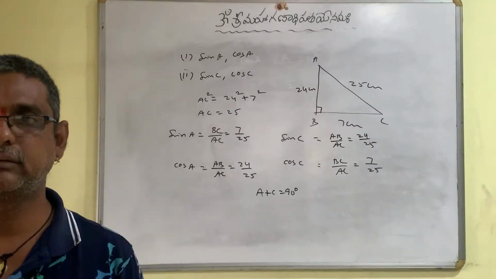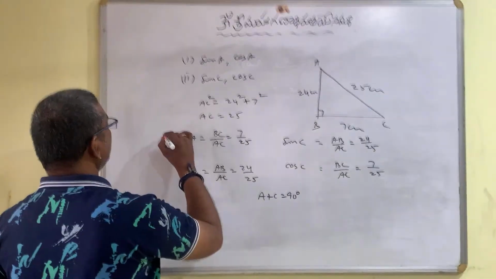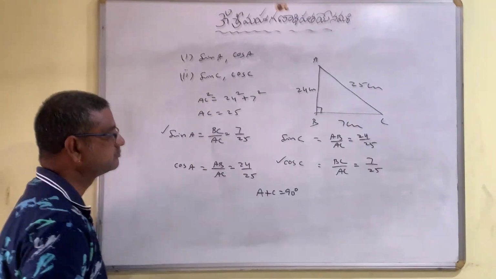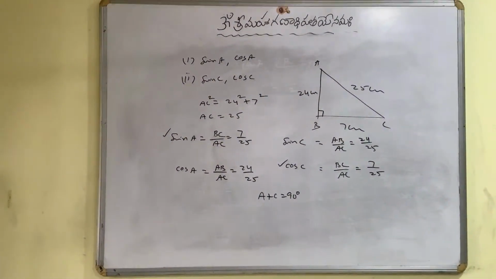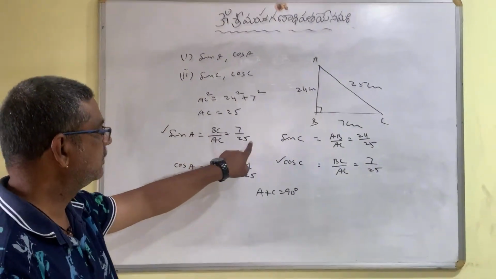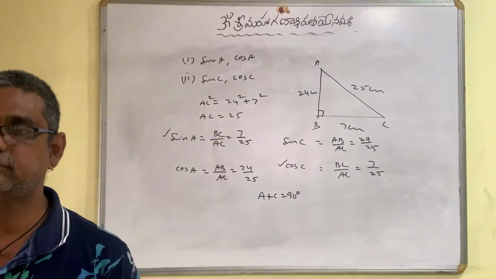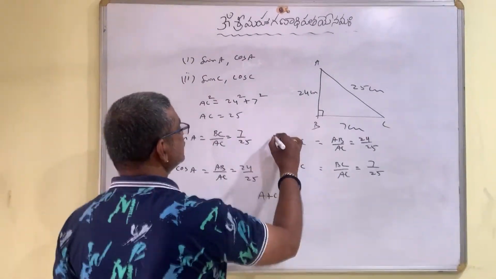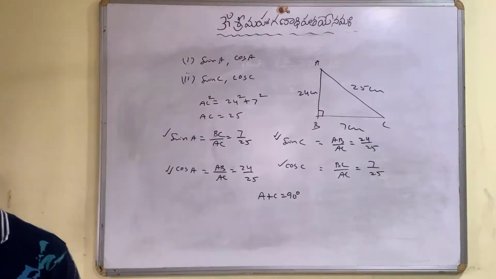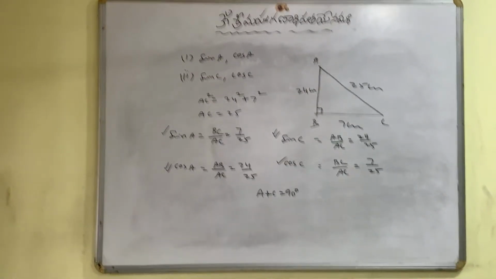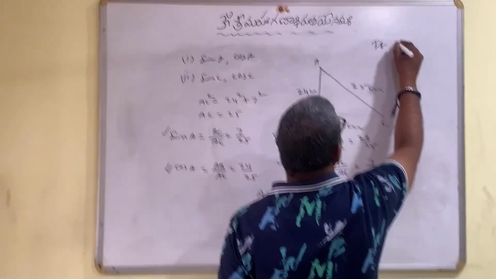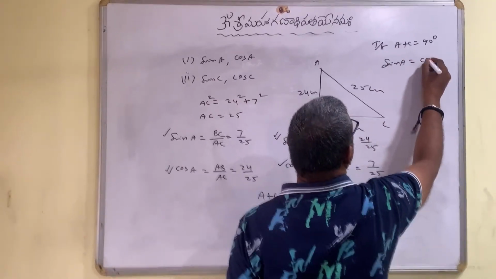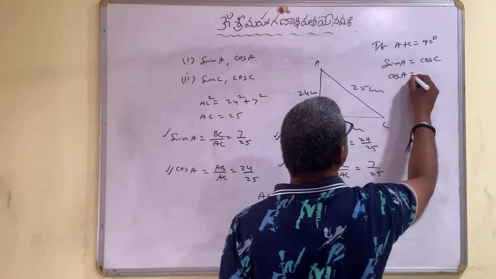Complementary angles. Very good. Now observe this. Whatever value we got for sin A is the same as cos C. Sin A is 7 by 25, and cos C is also 7 by 25. And cos A and sin C, we got the same values. Is that right? So what we can conclude: if A plus C is equal to 90, sin A is equal to cos C, cos A is equal to sin C.